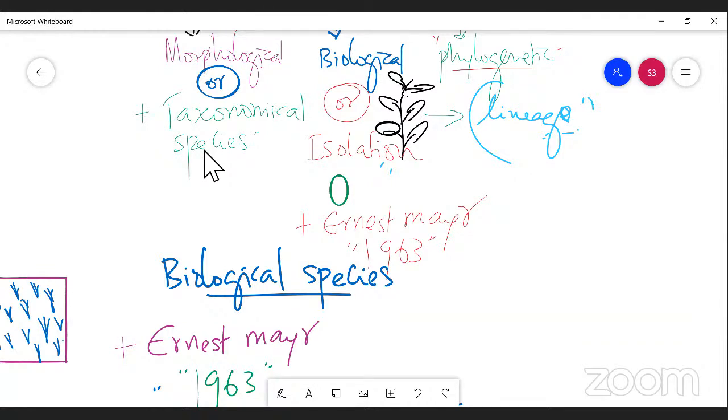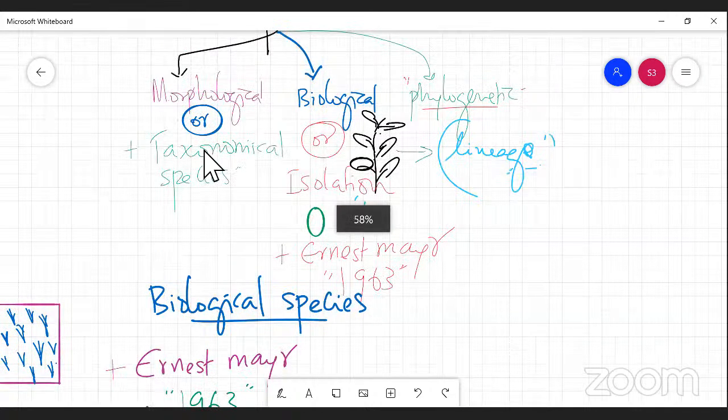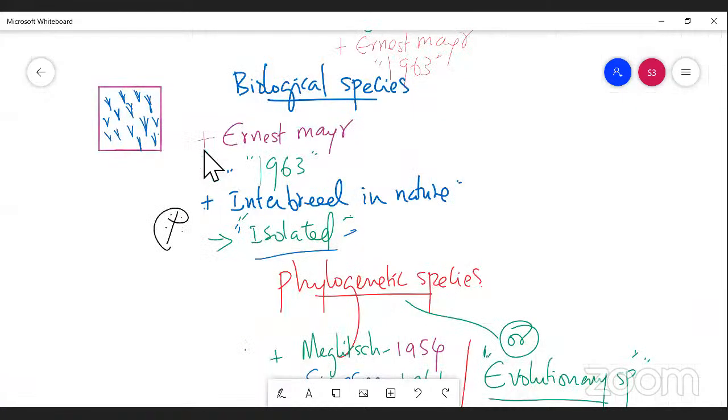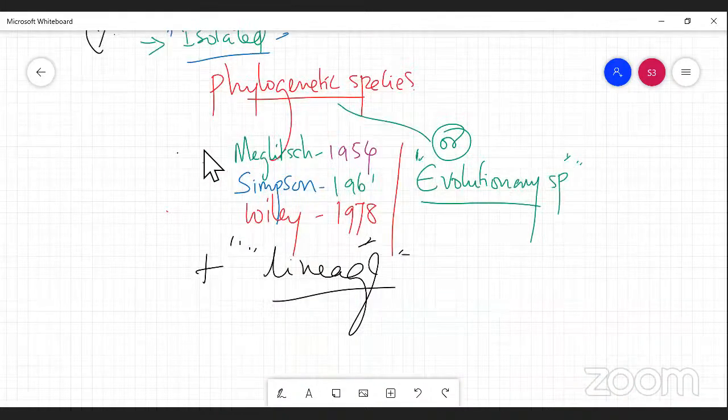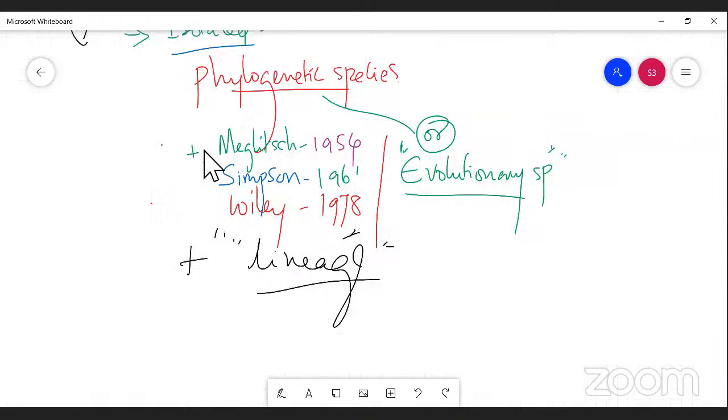Mayer in the year of 1963. And the third type is a phylogenetic species. It is also known as evolutionary species because it was first developed by one of the scientists in English in the year of 1954, and later on, Simpson also associated in the development of phylogenetic species. And finally, one of the scientists who was involved much later, namely Willie, in the year of 1978. So these three people developed the phylogenetic species, also known as evolutionary species.